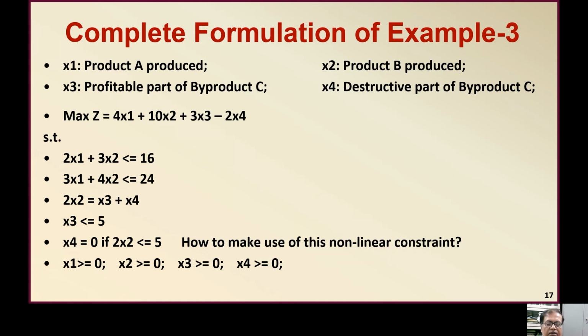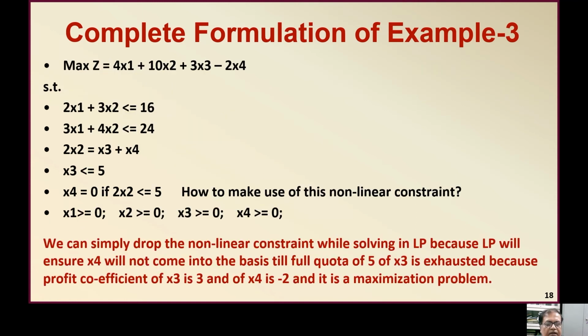So what we can do? We can simply drop that particular nonlinear constraint. That is what has been written here. We can simply drop the nonlinear constraint while solving in LP, because LP will ensure that x4 will not come into the basis till the full quota of 5 of x3 is exhausted, because the profit coefficient of x3 is 3 and x4 is minus 2, and it is a maximization problem.